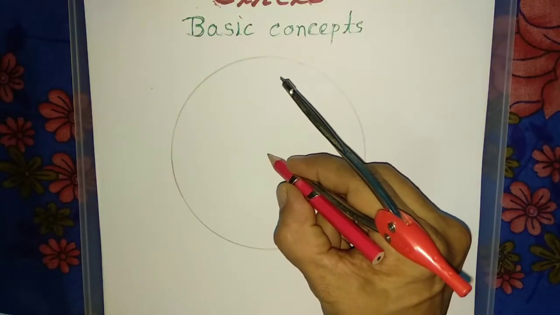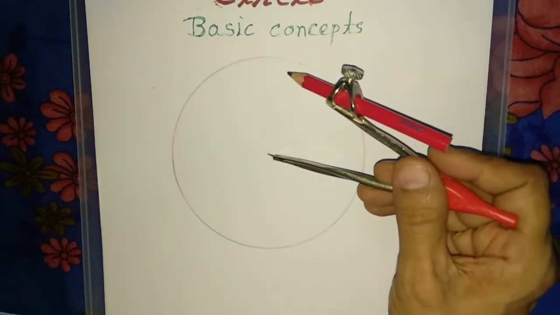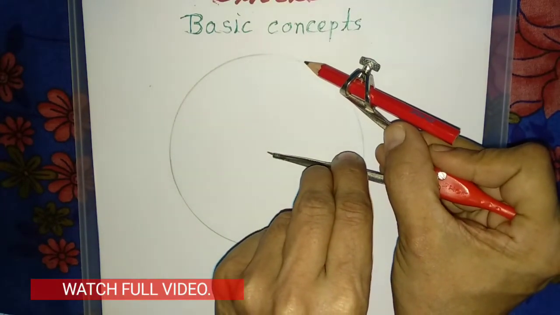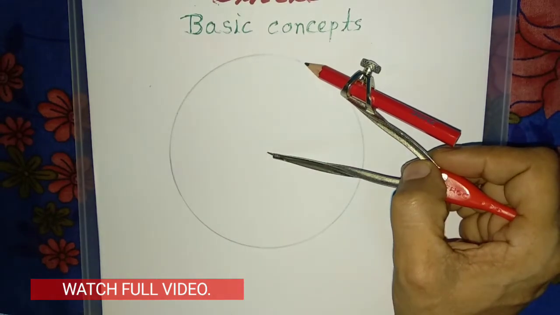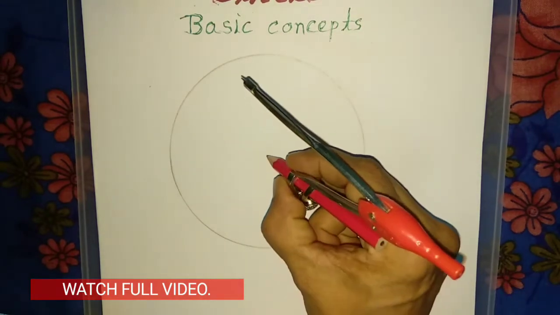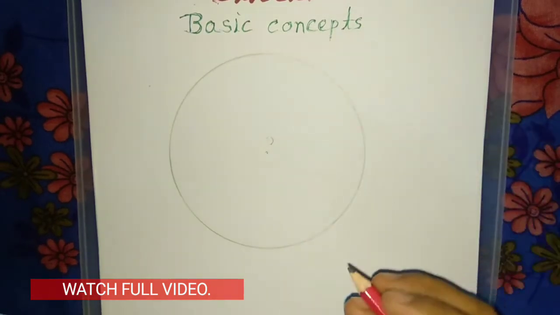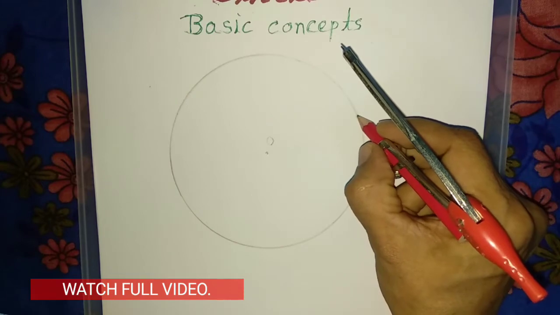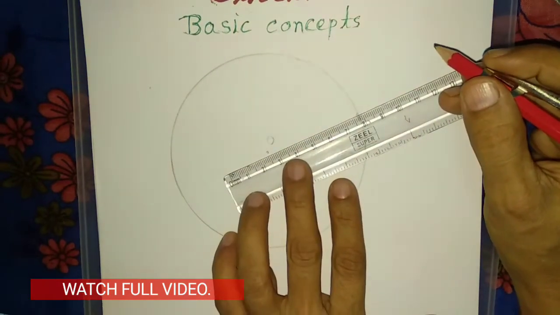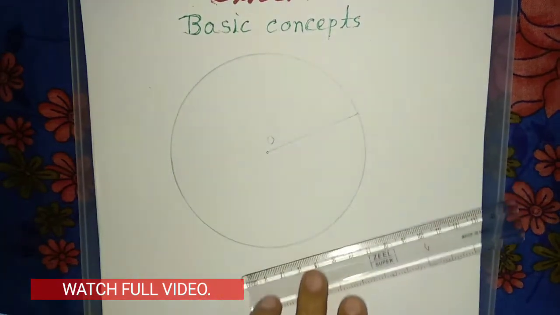This point is known as center of circle and distance जो सर्कल बनाने के लिए लिया हुआ था कंपास में is known as radius of circle and also segment joining center and any point on circle is known as radius of circle.